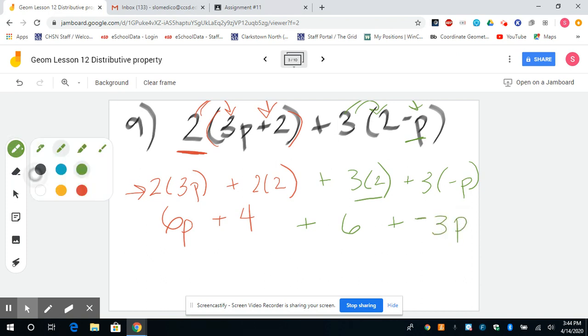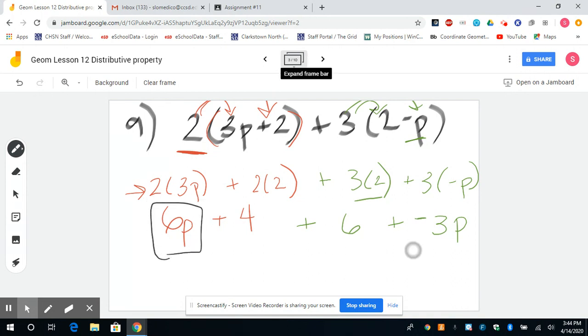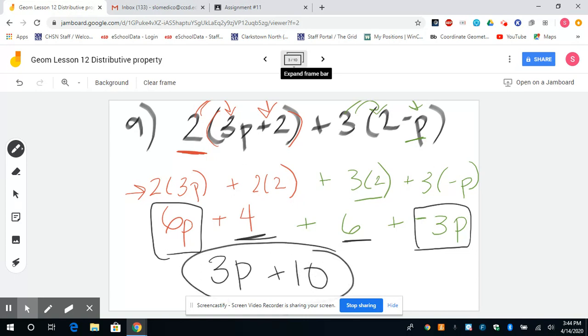So don't leave your answer like this. You can combine like terms. So what can go with 6p? What else has a p in it? Negative 3p. So 6 minus 3, technically, is we're left with 3 p's. And then we can combine the 4 and the 6 to get 10. Okay? So again, all I did was show you the work I did with distribution. And then I simplified it, but then I also combined like terms after. So don't leave your answer if there's terms that can be combined.